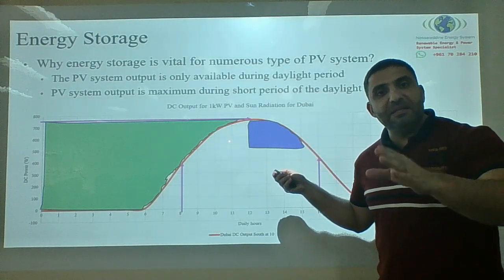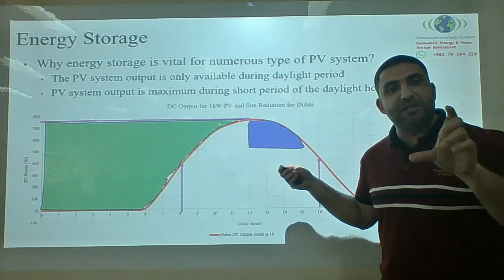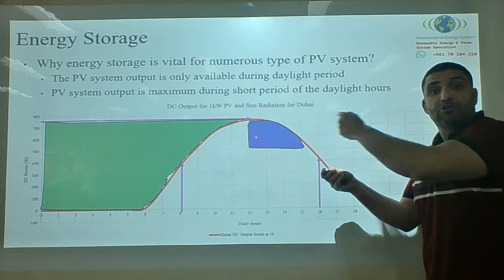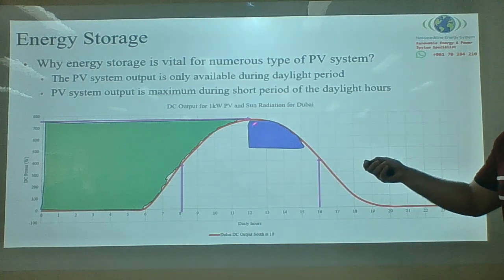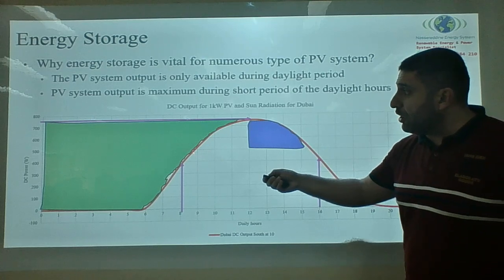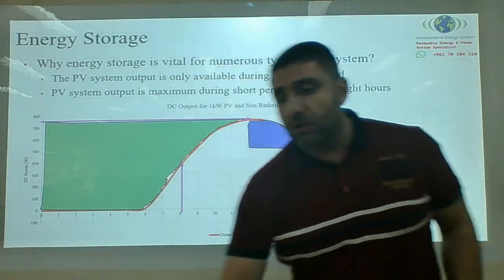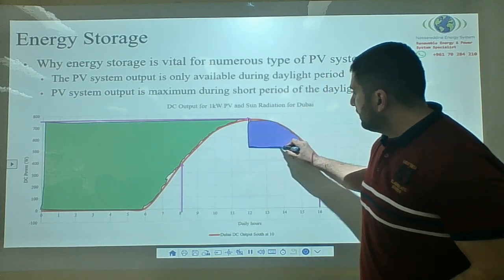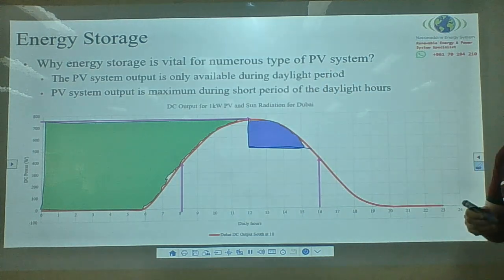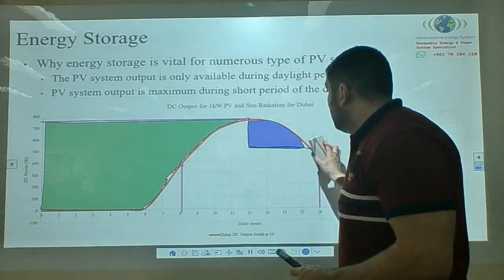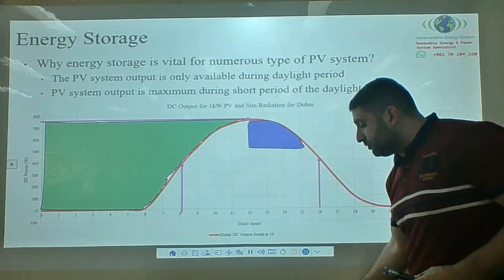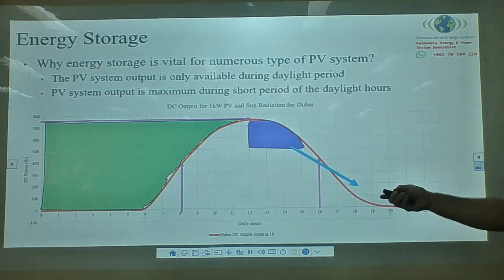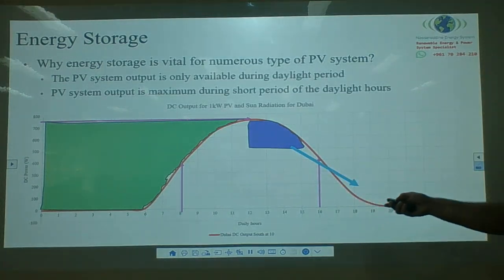The MPPT, the maximum power point tracker algorithm inside the inverter, if there's no grid connection and you don't send it to the grid, will reduce the output of your system. So your system output will go up like this, and here it will drop down. Or what I can do is use an energy storage, where I can store this energy in a battery and then take it later.